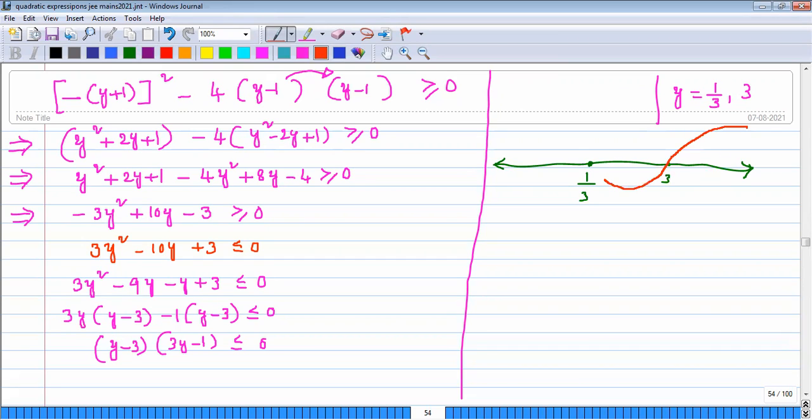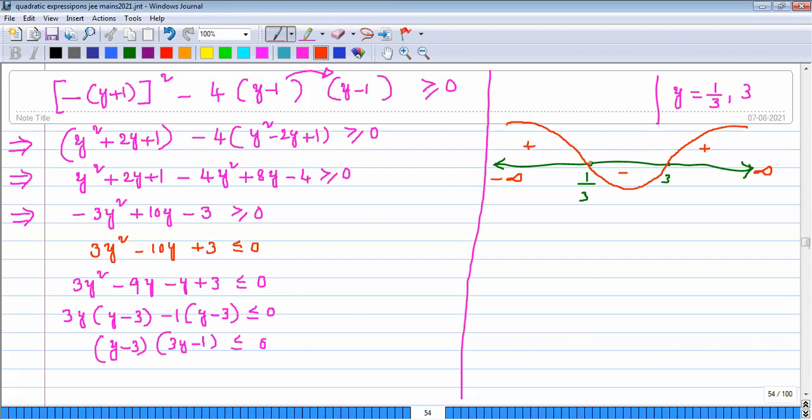This is called the wavy curve method. Here this is plus sign, this will be minus sign, so this will be plus sign. So that means this expression y will be positive from 3 to positive infinity. Negative infinity to 1 by 3 is also positive. But in between 1 by 3 comma 3, it will be negative. Negative means less than 0.